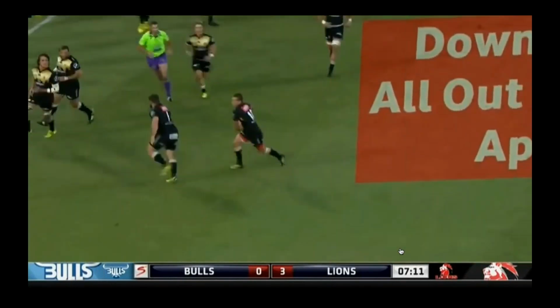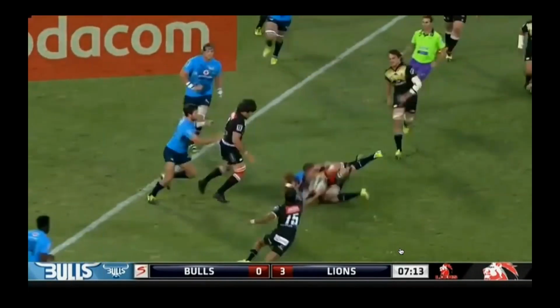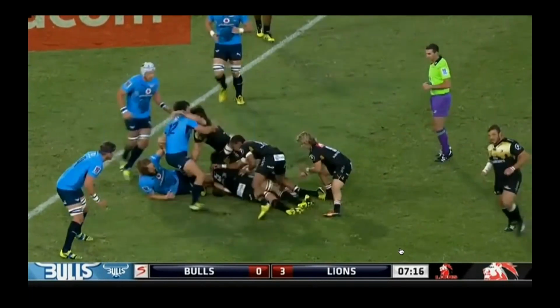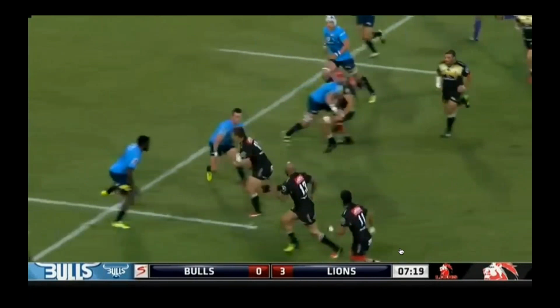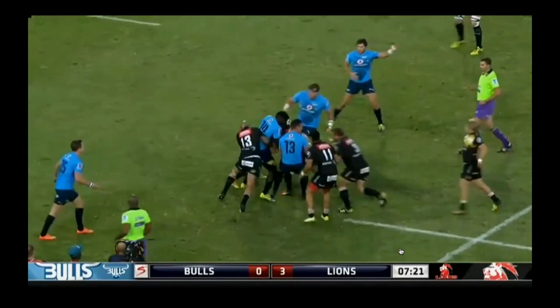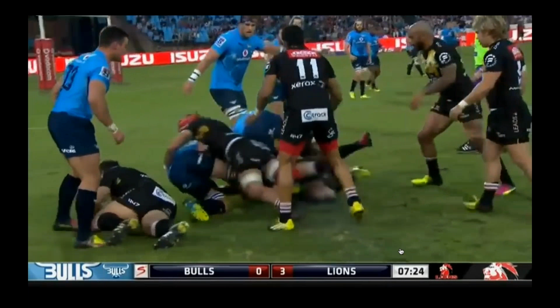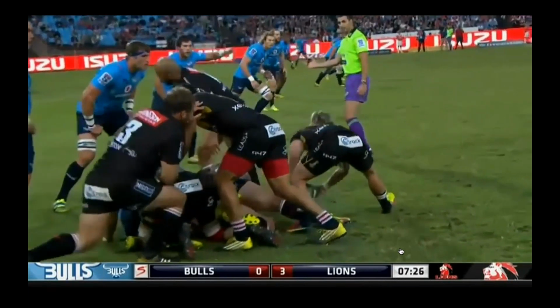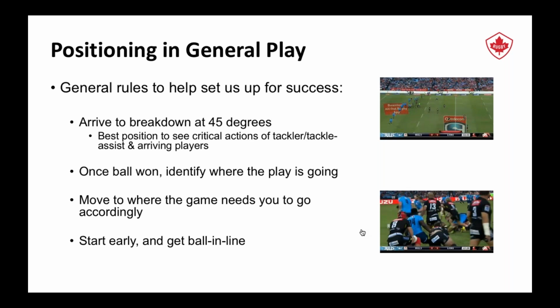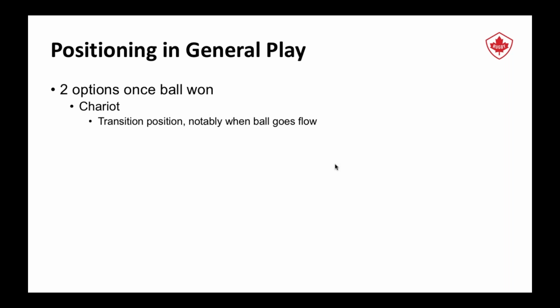And again, just a good picture of the 45 and then the movement before the ball, and then transitioning through that chariot position. And we'll take a look at those two options for the referee to move to after the ball's been won. Okay. So once the ball's been won at the back of a tackle, we'll take a look at a Canadian context video now, but we basically have two positions that we can consider. The first being the chariot.